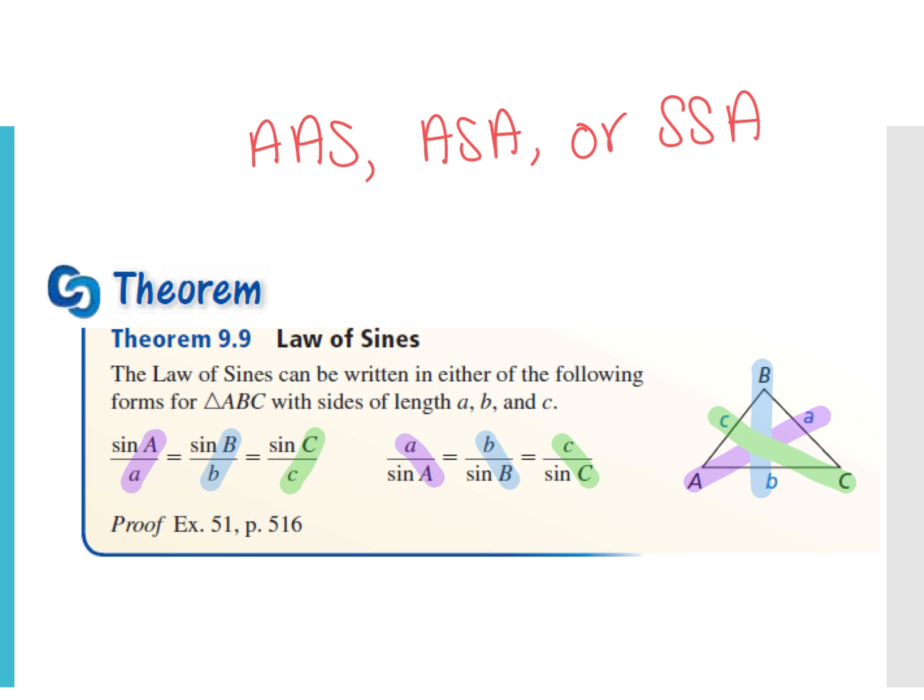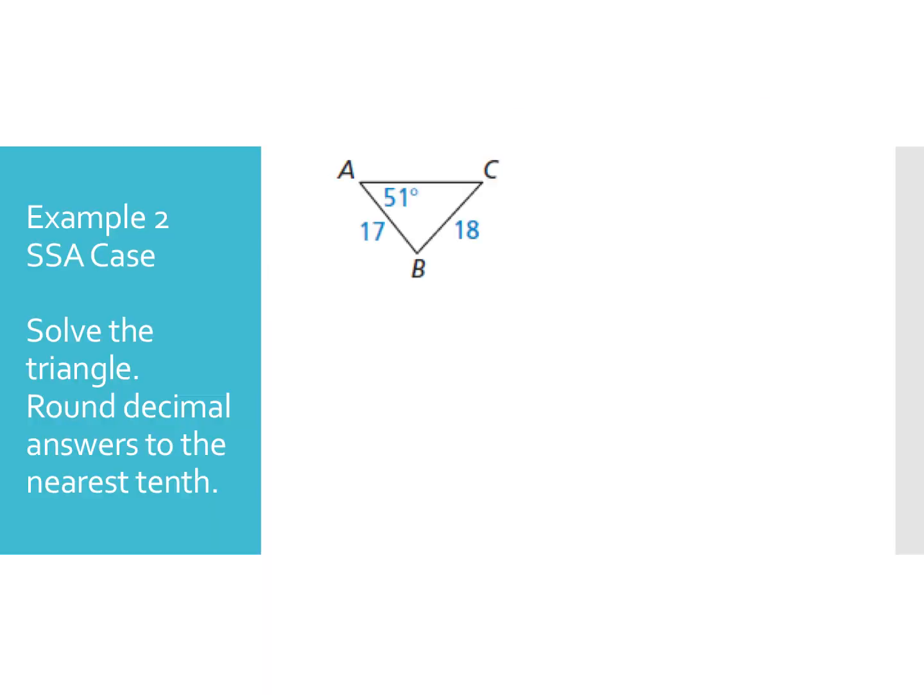However, I like to use both of these. Why? Because I like to put my variable, or what I'm trying to find, as my numerator. And with the next example, I'll show you what I mean. So with this, we're going to go ahead and solve the triangle. What does that mean? I have to find everything.